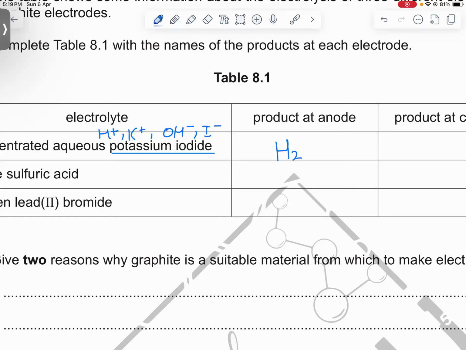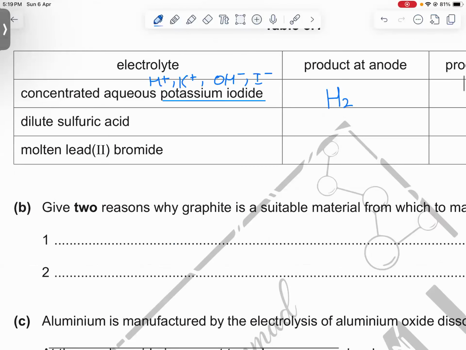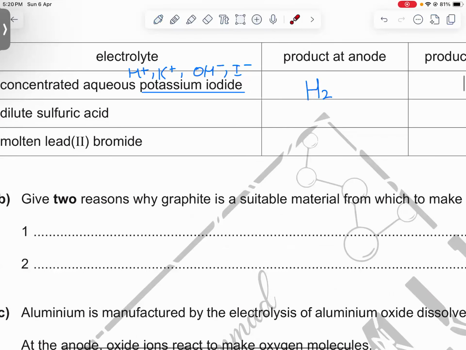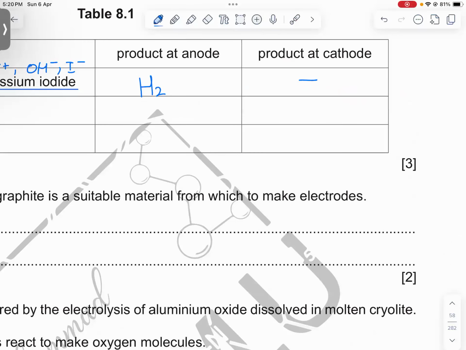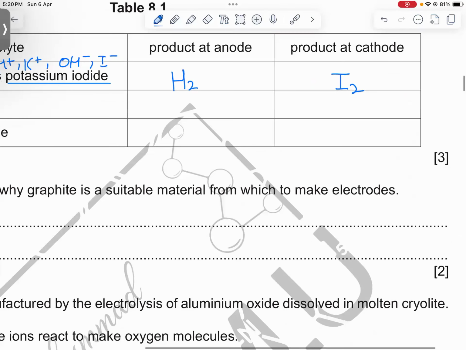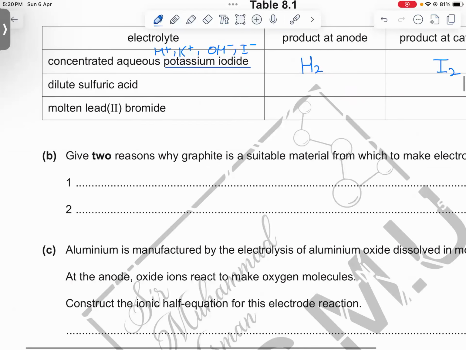But since the anions are hydroxide and iodide ions, what do we do? We look at the concentration, okay? So because it says concentrated, this means that there are more iodide ions than hydroxide ions. So therefore over here iodide ions will discharge and iodine will form. All right, so I2 will form over here. Okay, I hope that makes sense. If you don't understand, you can ask.